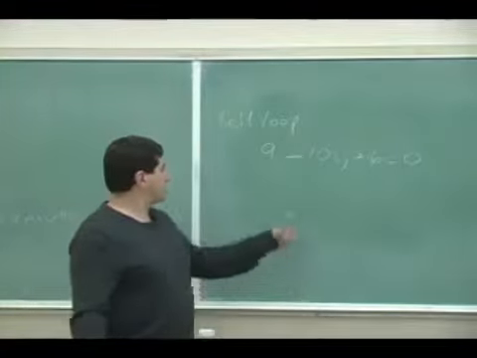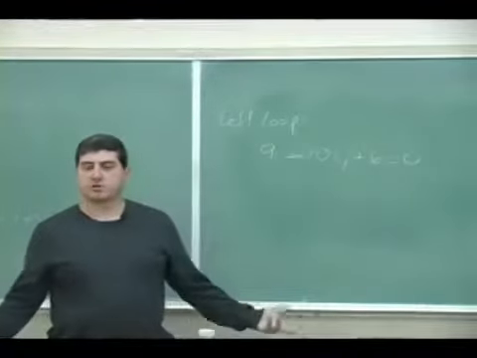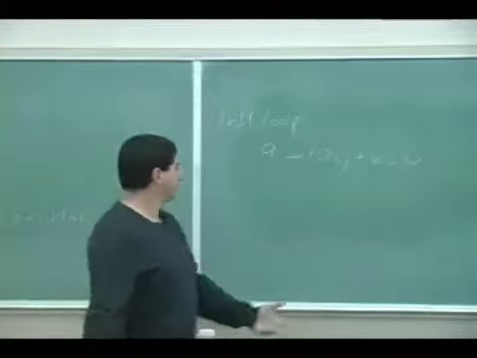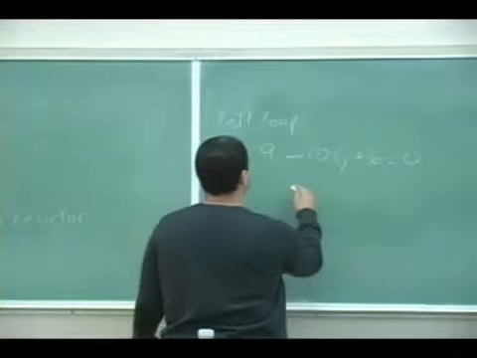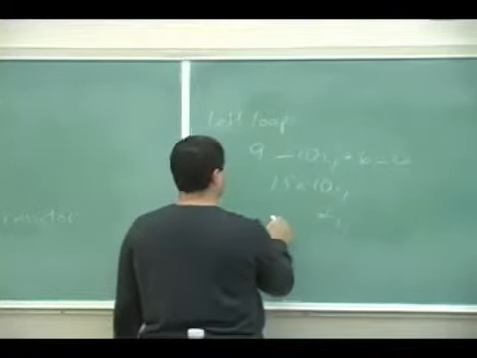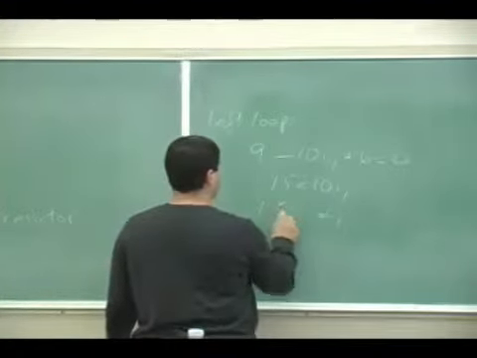Well, actually, if you look at this, we don't even need to know loop 2 to get I1. Okay, that one directly gives us I1. 15 is equal to 10 I1. I1 is equal to 1.5 amps.